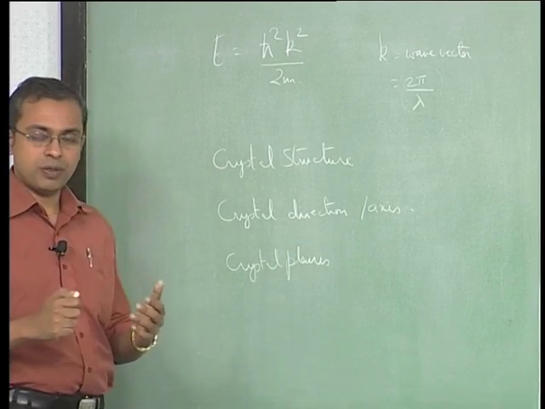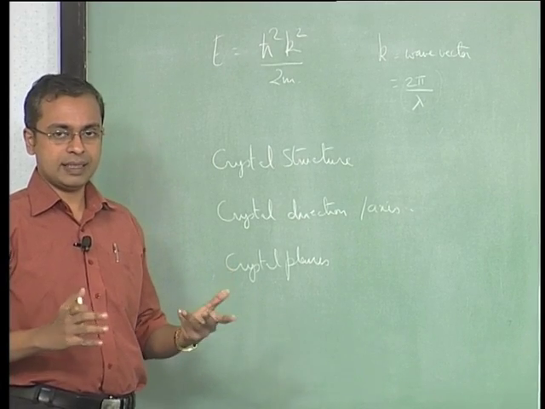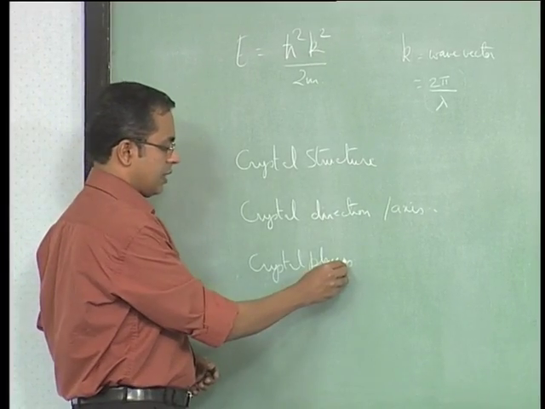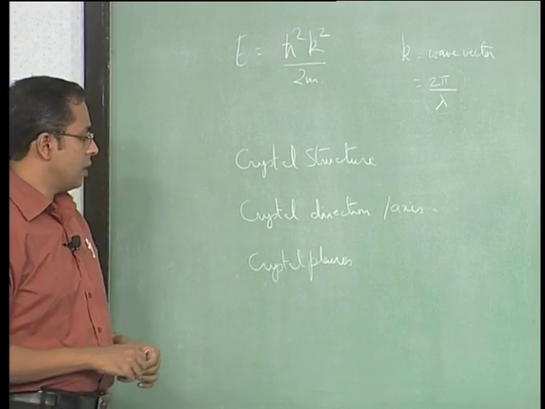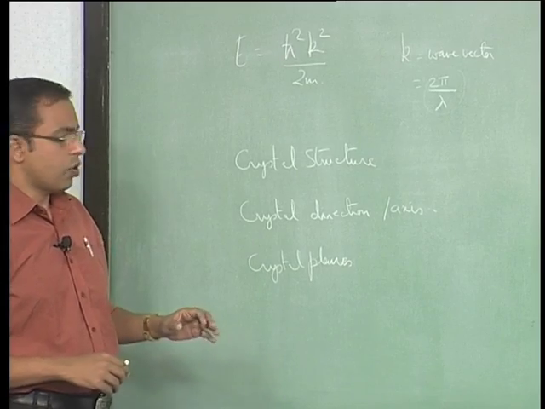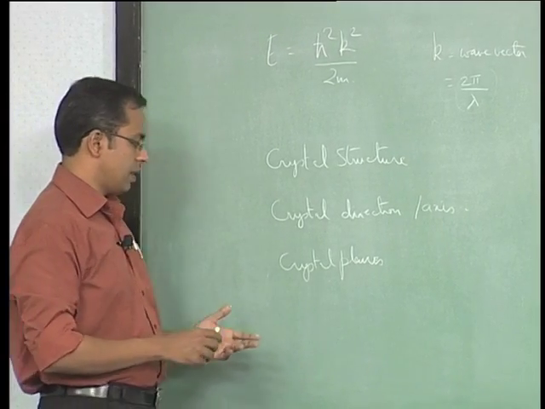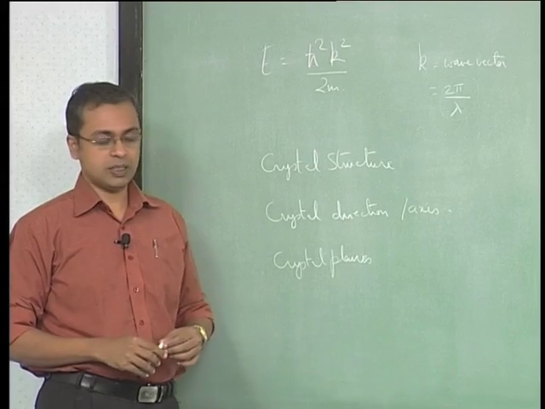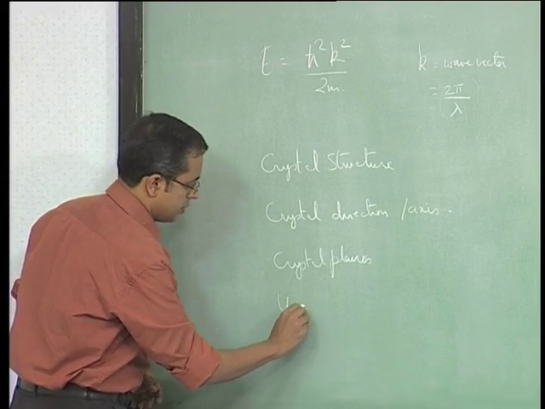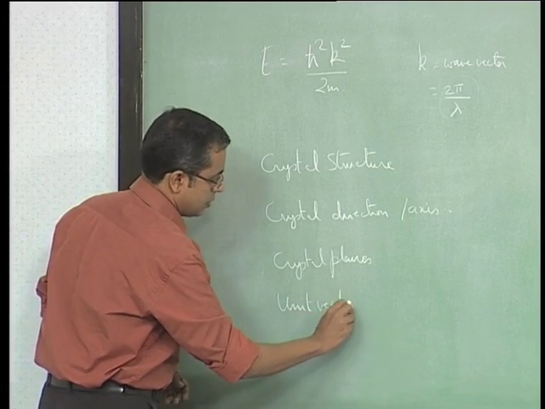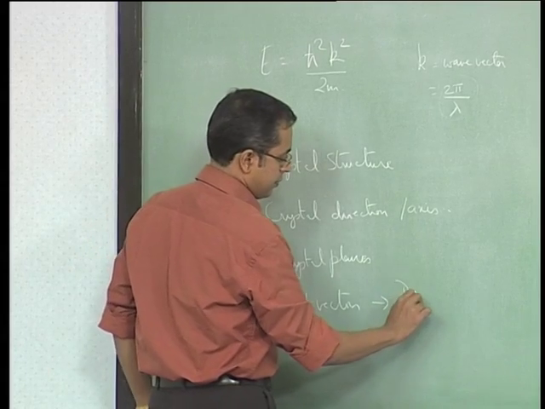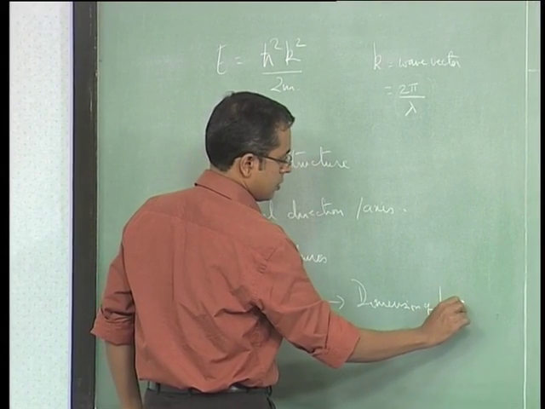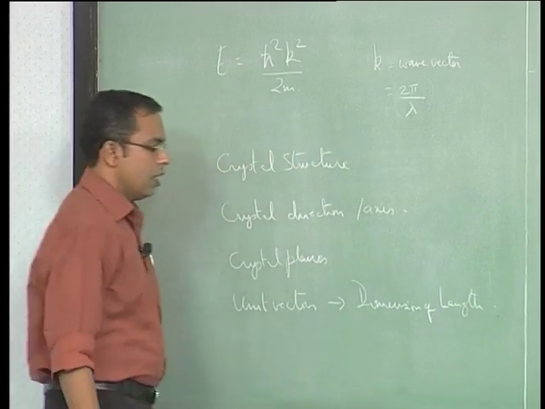So there are conventions based on which we designate the directions and planes, and on that basis you can have a lot of the crystal structures that we have in the books. Okay, so these are there. Normally these are in dimensions of length. We define crystal axes and unit vectors, in dimensions of length. Okay, so this is how it is done.